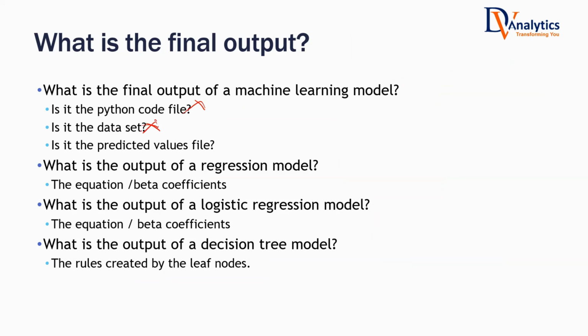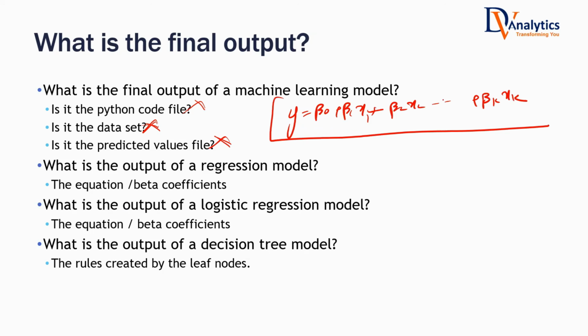Is it some kind of data set that you will be delivering as a final model? No. Is it some kind of predicted values file you're delivering as a model? No. Your final model deliverable is simply one equation. That's it. If you're building a regression line, this is your final model deliverable. If you give me this equation, what do I need to do? I need to supply the values of X and I will get the predicted value of Y. If this value is correct, I don't ask any questions.